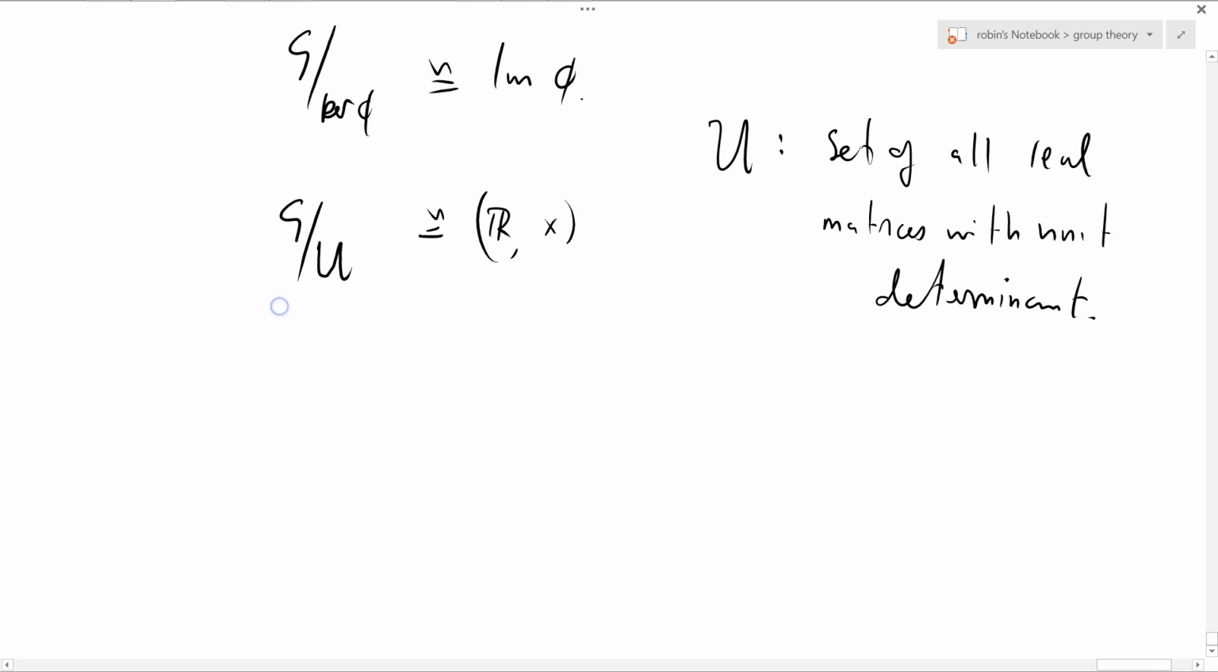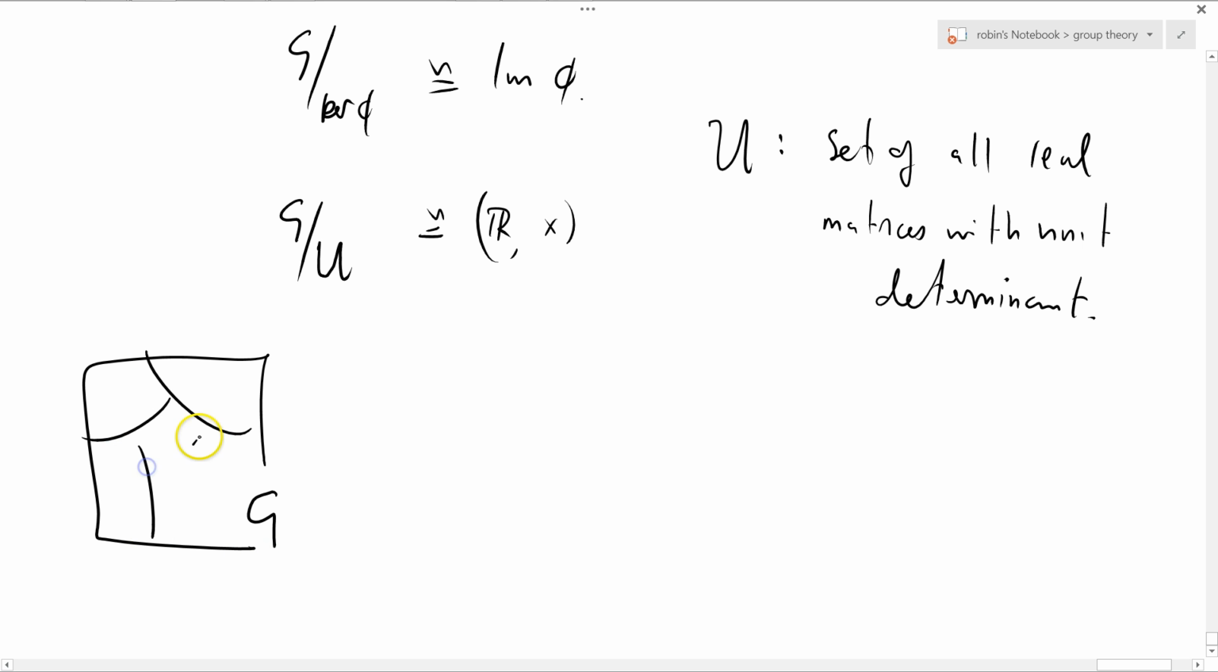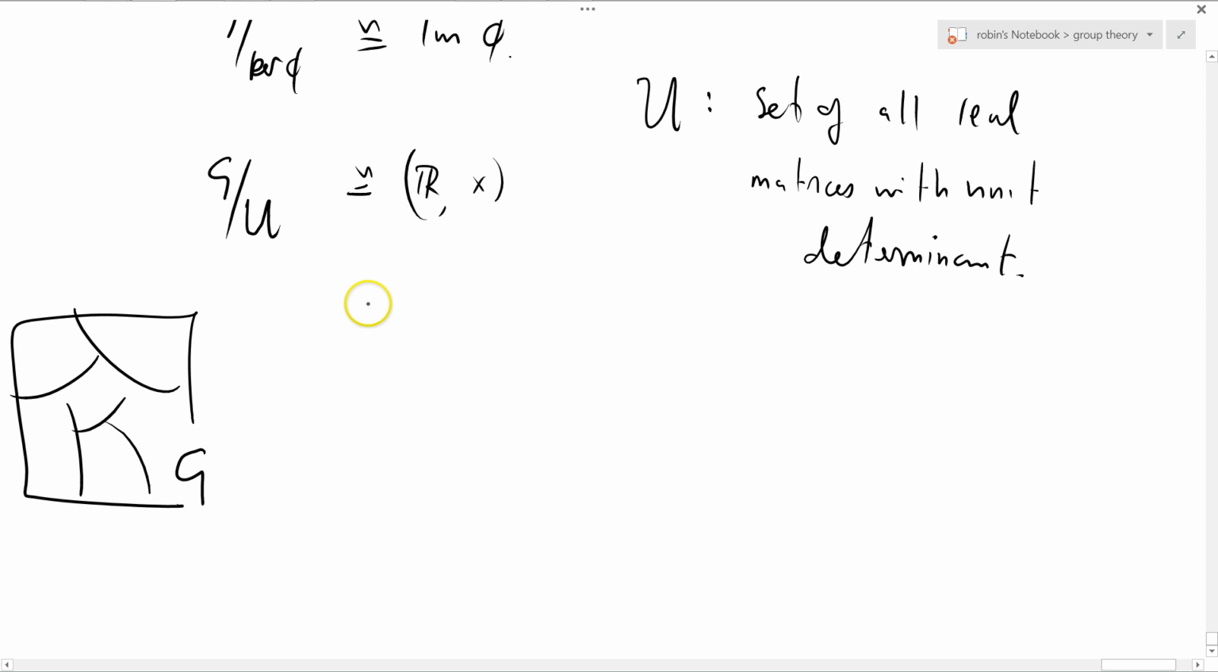Okay, well that's great. So what do the cosets look like? Remember my picture of the cosets of G. Well, here the cosets are Ux, where U is the kernel of the homomorphism, which is matrices of unit determinant, and x is just a real number.